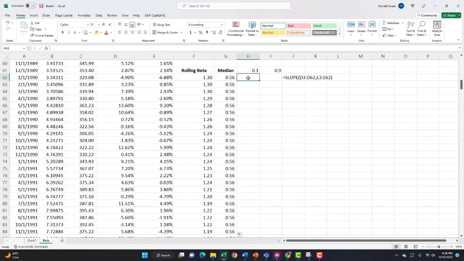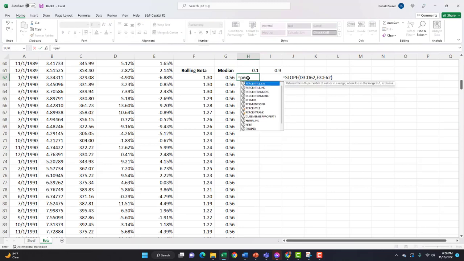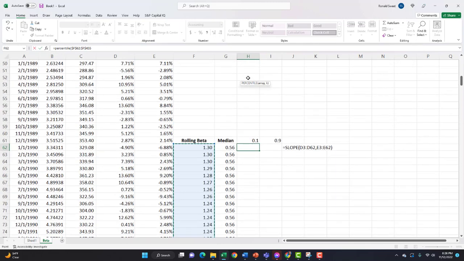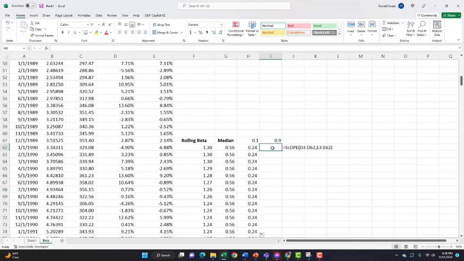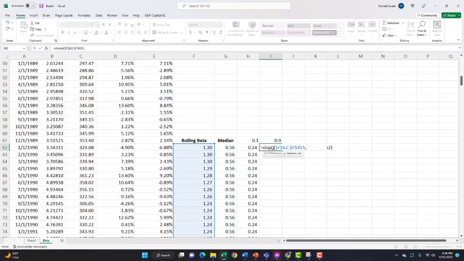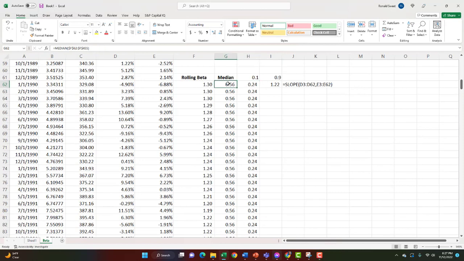We can do the 10th percentile, so equal percentile, just spell out the word. Highlight the rolling betas, lock that in, comma, highlight the 10 percentile. So 10% of the time their beta is 0.24 or lower. And then for 90% of the time we can do the same thing again: highlight that, lock it in. And so I use the median function.